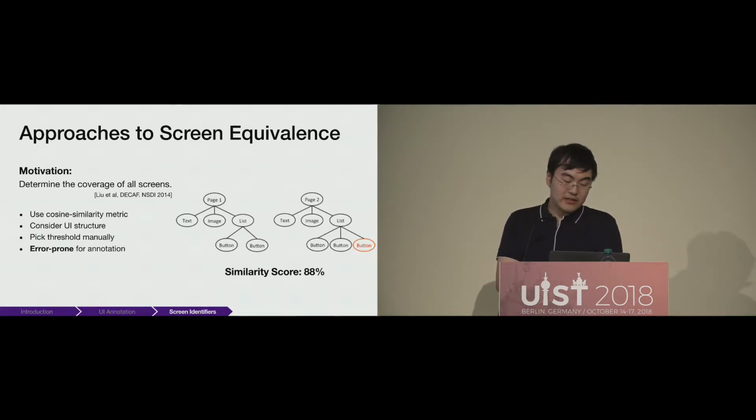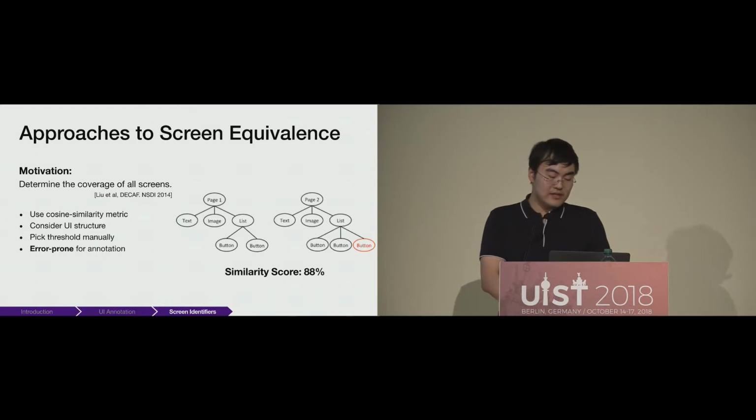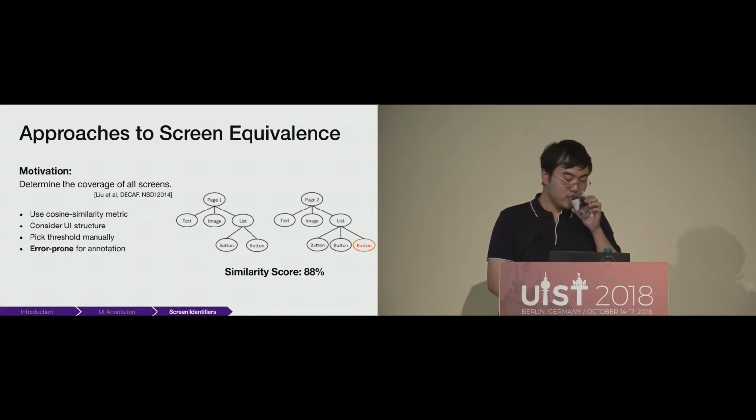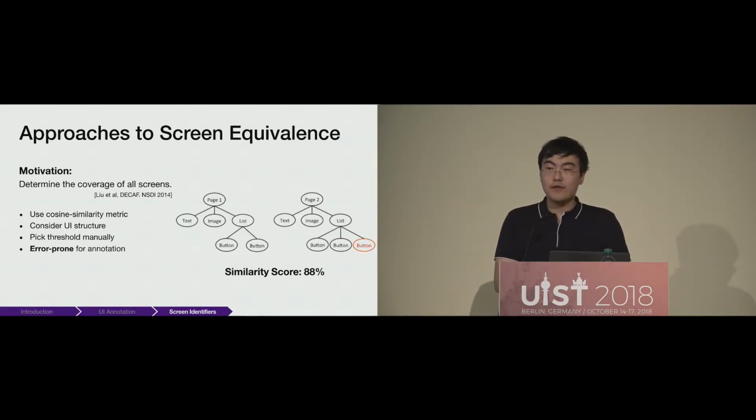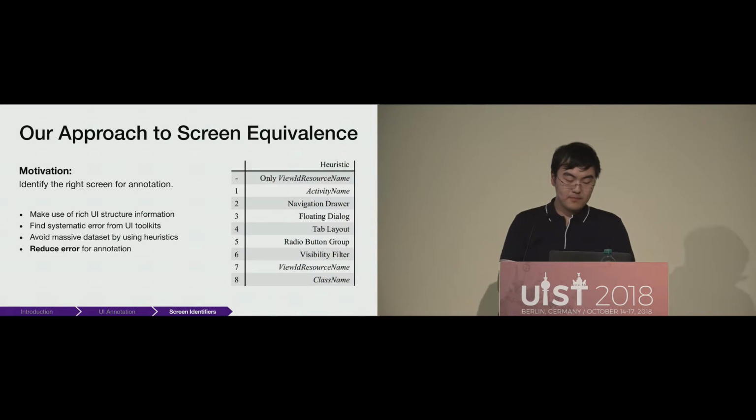The second project, DCAF, aims at detecting advertisement fraud in mobile apps. Their motivation is to determine if they cover enough screens in the app by using screen equivalence. They compare 2 screens using a cosine similarity matrix, which considers UI structure. However, their statistical method requires a larger number of screen data to manually tune the best parameter and threshold. Its error rate is too high for our annotation purpose.